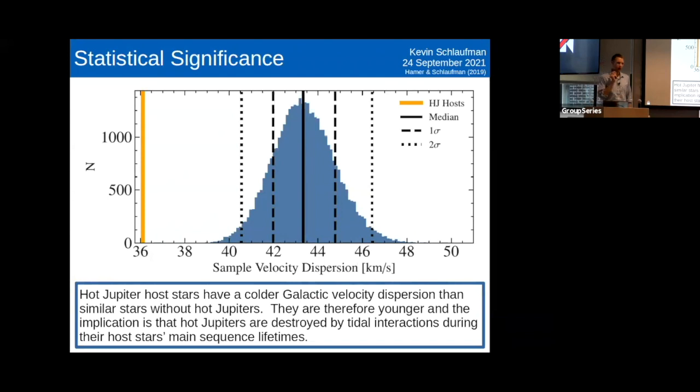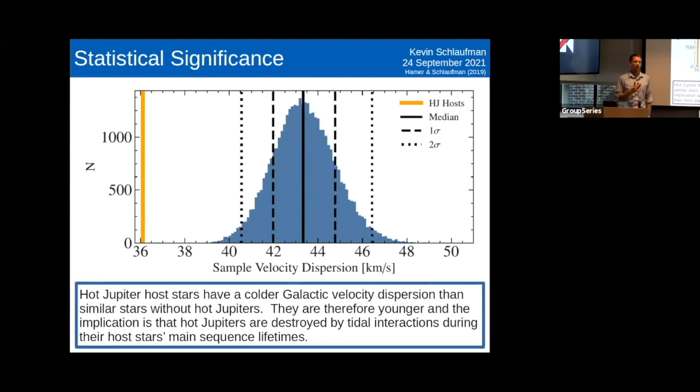That is, the hot Jupiters have a colder velocity dispersion and therefore have a younger age. That is, hot Jupiters are a transient population. They only exist around relatively young stars. Now, these are not stars that are 100 million years old, but they are stars that are closer to the beginning of their main sequence evolution than a randomly selected star of similar properties in the solar neighborhood.